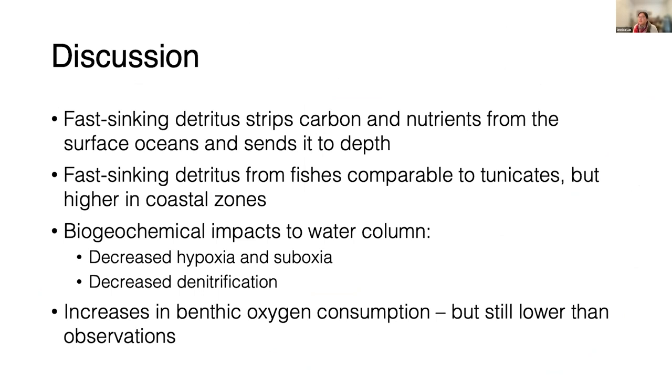So I'd like to wrap up and say that in this study, we found that fast sinking detritus strips carbon and nutrients from the surface ocean and sends it to depth, and that the detritus from the fishes is comparable to that of the tunicates, but with higher values in the coastal zones. The biogeochemical impacts to the water column are decreased hypoxia and suboxia, as well as decreased water column denitrification. And then we also see an increase in the benthic oxygen consumption, but this value is still lower than the observations. So with that, I'd like to thank the organizers again, and I'm happy to take any questions.